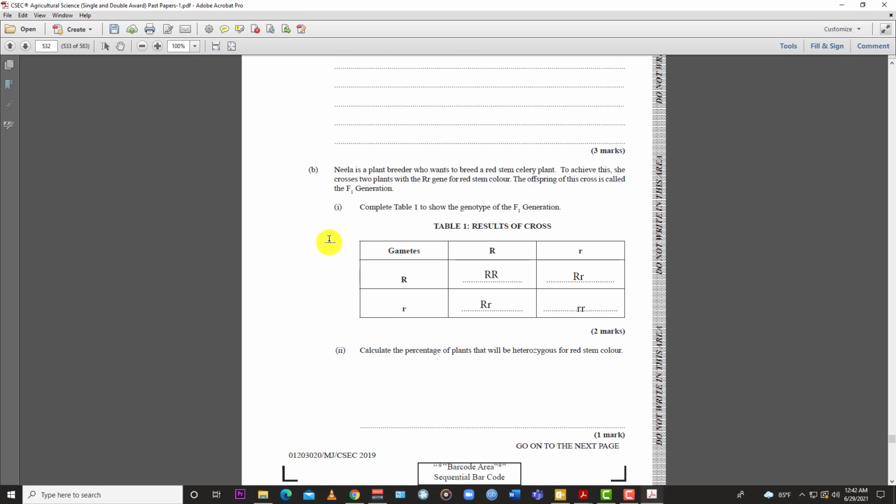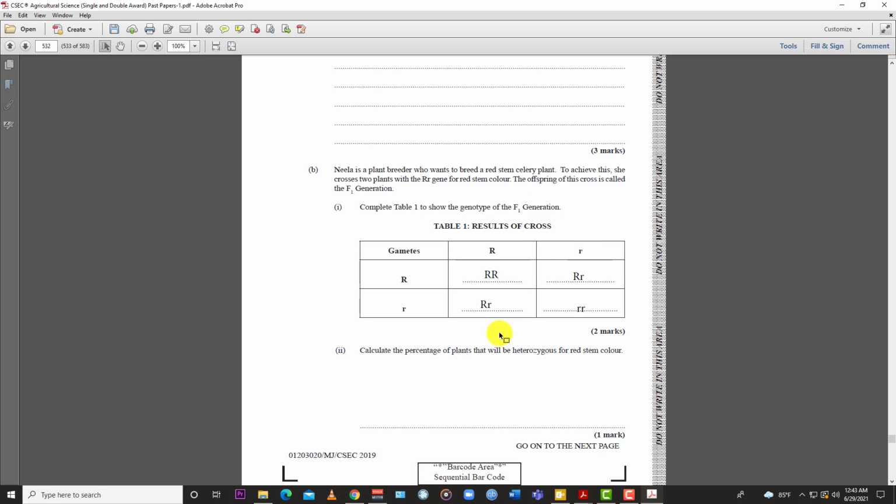All right, B. Neela is a plant breeder who wants to breed a red stem celery plant. To achieve this, she crosses two plants with the RNI gene for red stem color. The offspring of this cross is called the F1 generation, right? So you have your dominant gene, you have your recessive gene right there. So the F1 generation. Now, complete the table to show the genotype of the F1 generation.